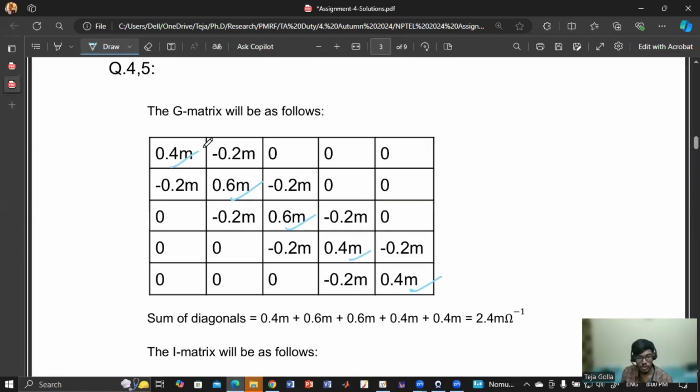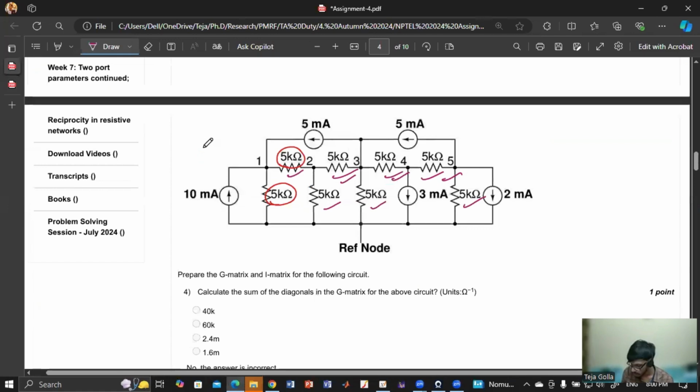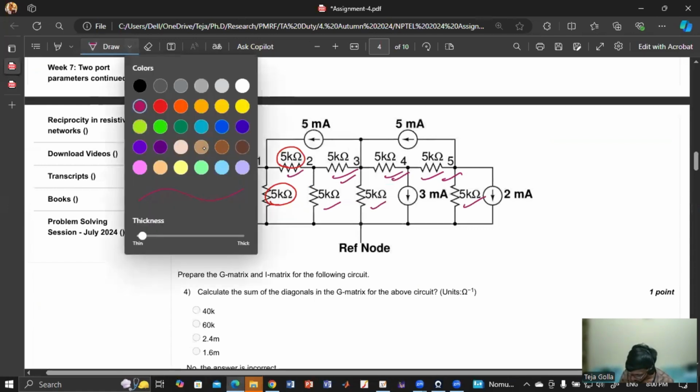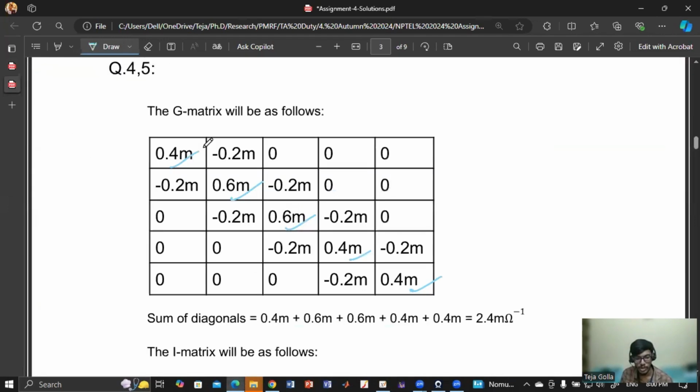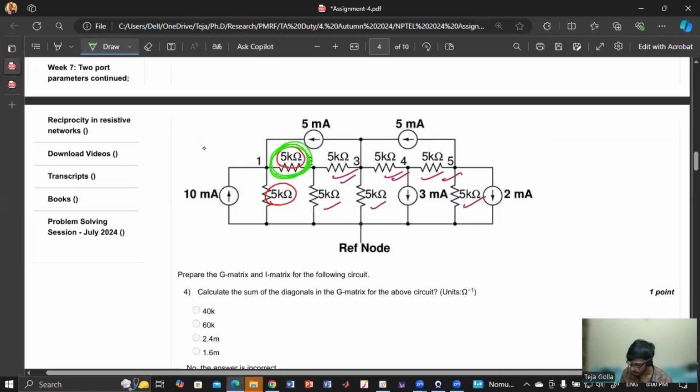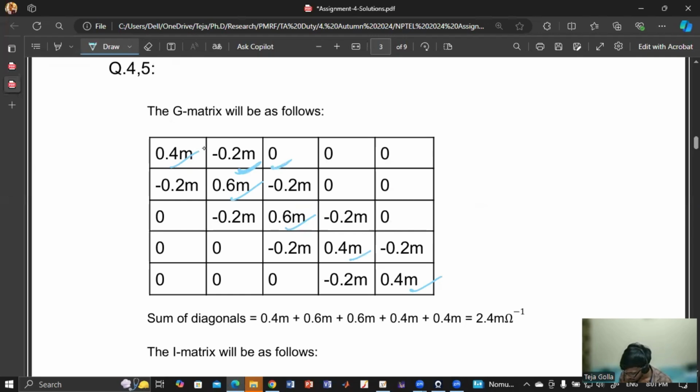Now if I come to off diagonal elements, what is the resistance between 1 and 2? It is 5 kilo, so the conductance will be minus 0.2. Then between 1 and 3, there is nothing. Between 1 and 4, there is nothing. Between 1 and 5 also, there is nothing. So that's why it is 0, 0, and 0.